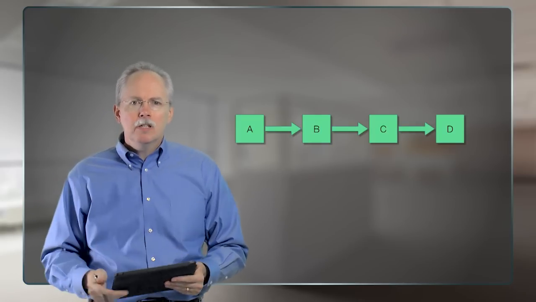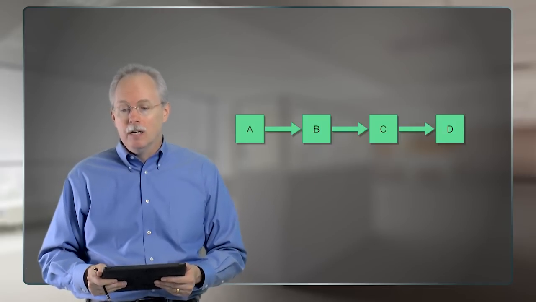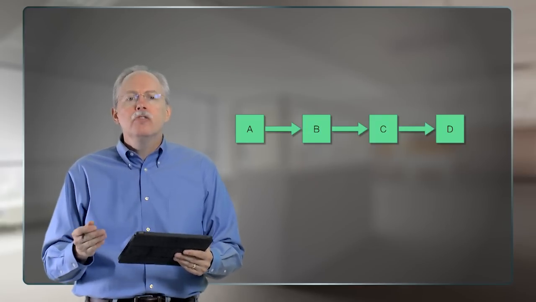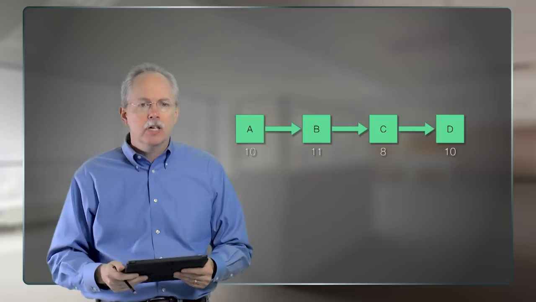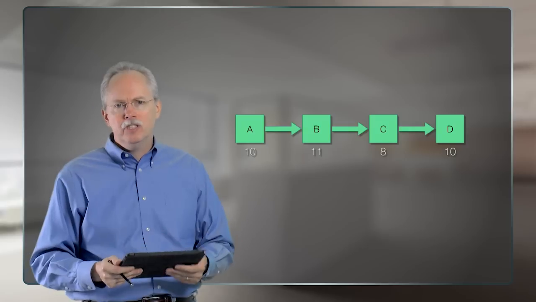Here's a typical little 4-step process. Step A, step B, step C, and step D. And let's say each step has a natural capacity to move stuff through it. So I'll assign values here: 10 for step A, 11 for step B, 8 for step C, and 10 for step D.